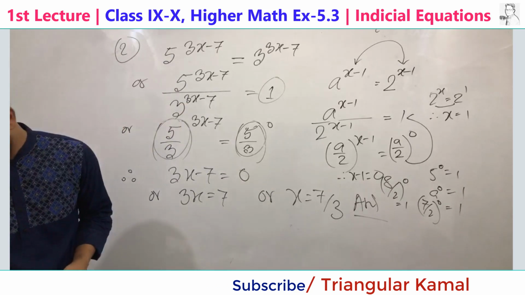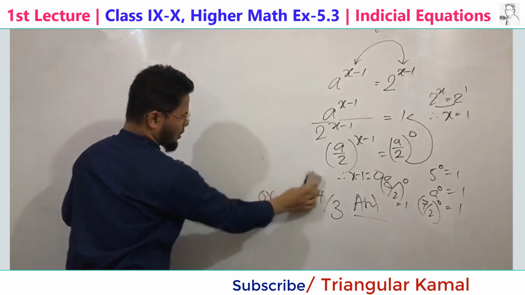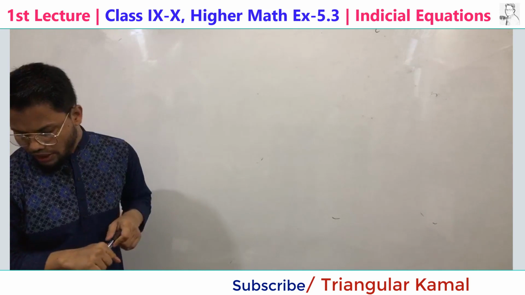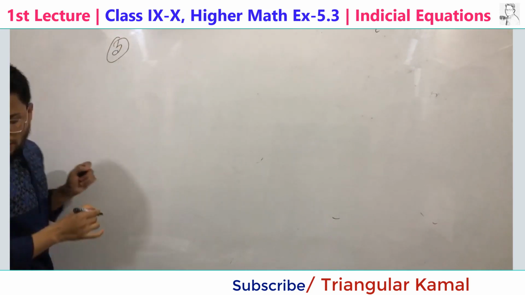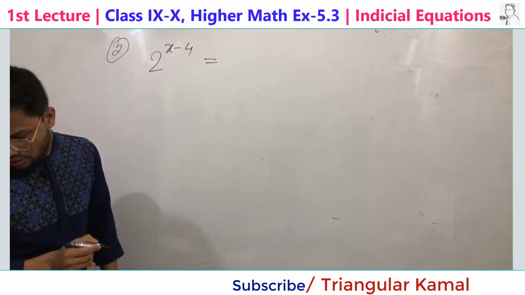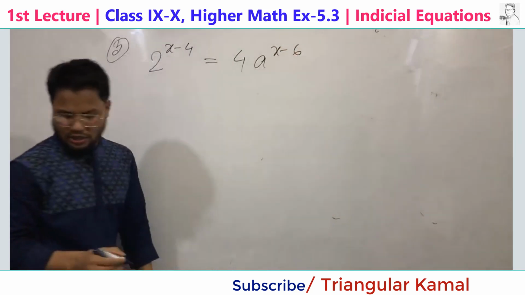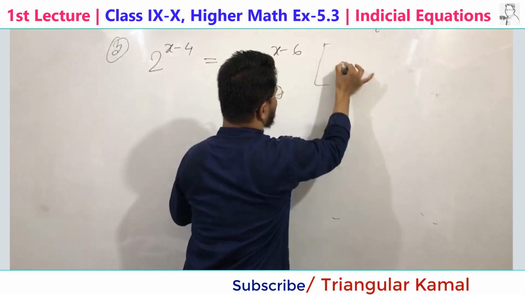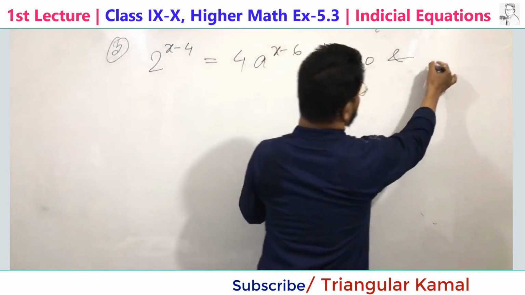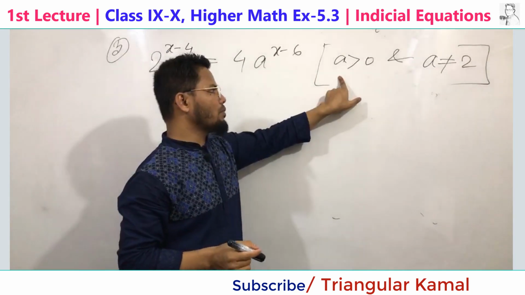Now give attention to the next question, question number 3. This is another most important maths. So question number 3 here: 2 to the power x minus 4 equals 4 a to the power x minus 6. The information given here is a is greater than 0 and a not equal to 2. This requirement is given here. So a is a positive number, but its value is not 2.